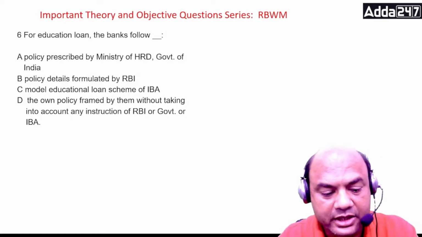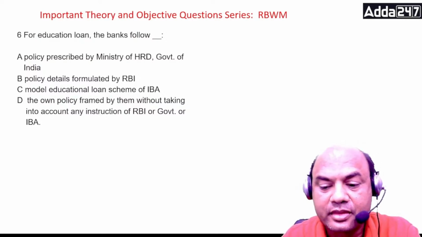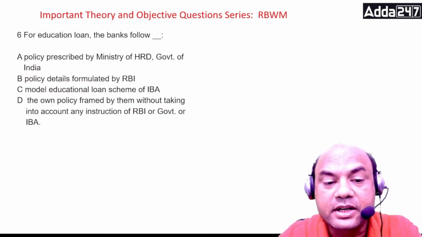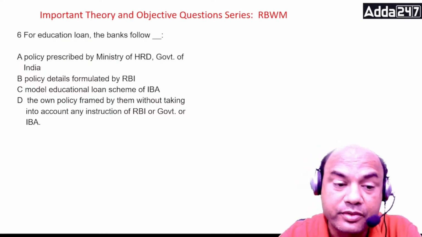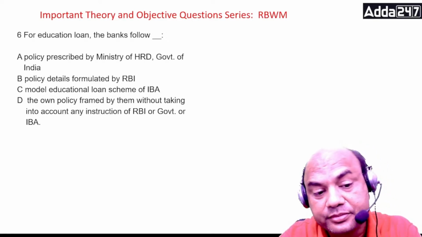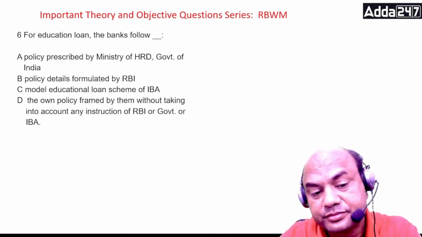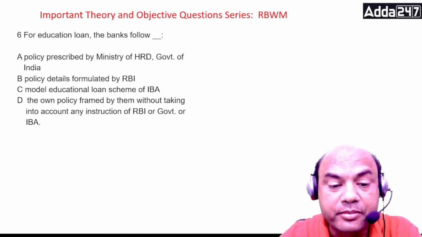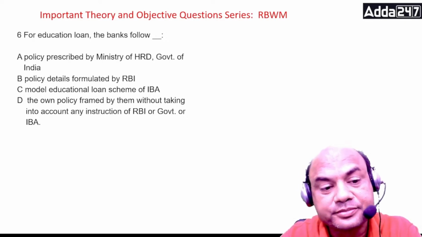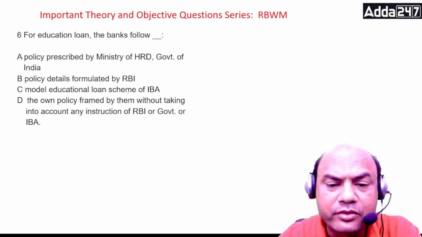For education loans, banks allow dash. Banks follow dash. So what does the bank follow for education loans? Number one, policy prescribed by Ministry of HRD, Government of India. Policy details formulated by RBI. Model education loan scheme of IBA. The own policy framed by them without taking into account any instruction from RBI or Government of India. So for education loans, banks will follow which policy?